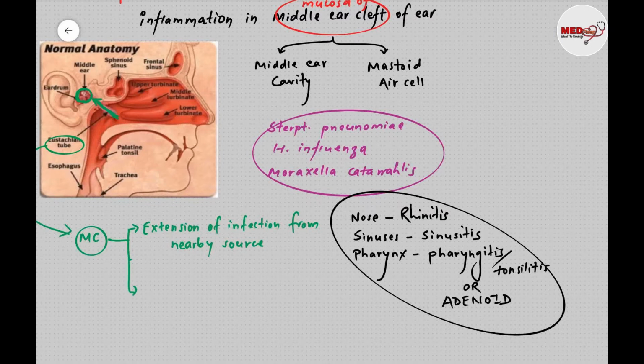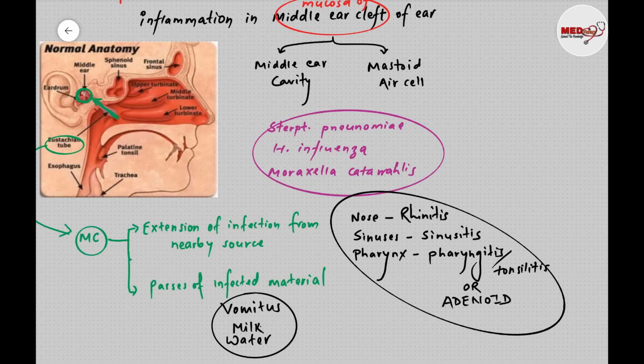Secondly, sometimes infected material can pass through the Eustachian tube to the middle ear mucosa. For example, vomitus, milk or water. They can take bacteria along with them and this bacteria can cause infection in the middle ear. So the Eustachian tube is the most common passage through which the infection or the bacteria can reach the middle ear and cause the inflammation there.